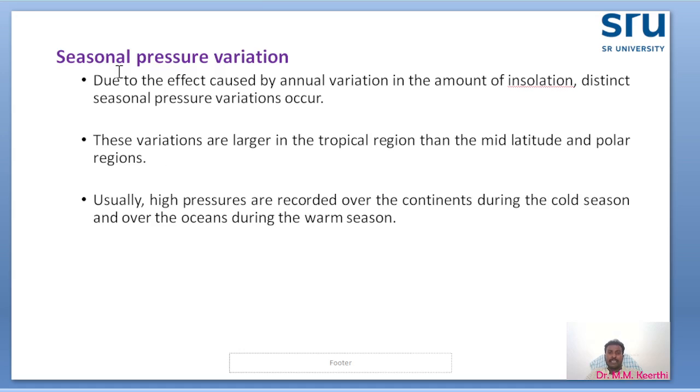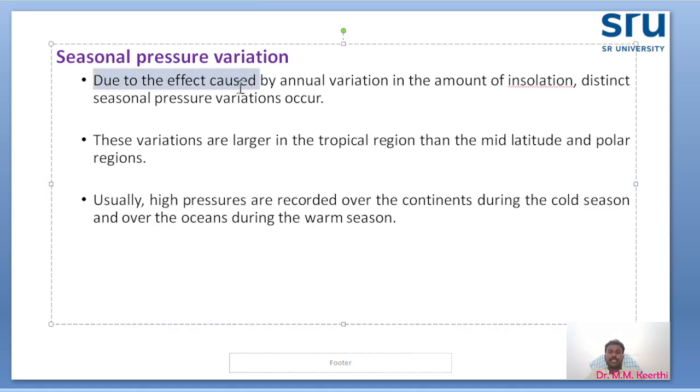Next, seasonal variation. Pressure variation here is due to the annual variation in the amount of insolation. This seasonal pressure variation is larger in the tropical region than in the middle latitude and polar regions. Usually, high pressure is recorded over the continent during the cold season, and over the ocean during the warm season.